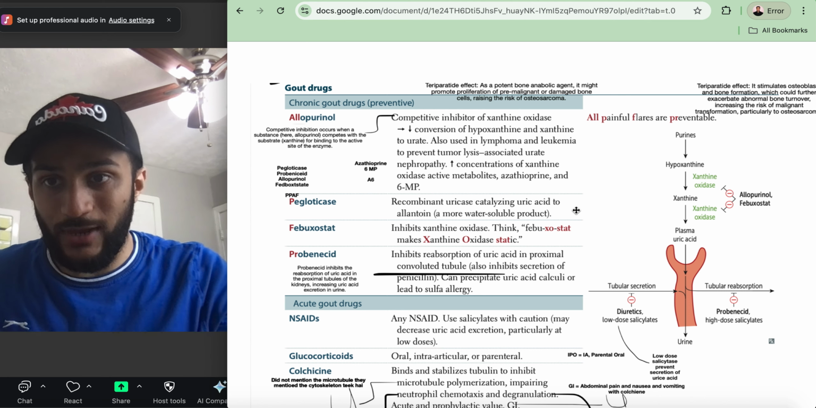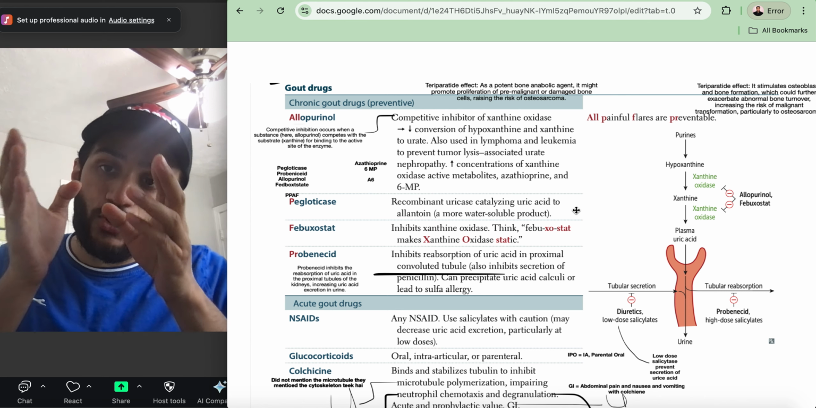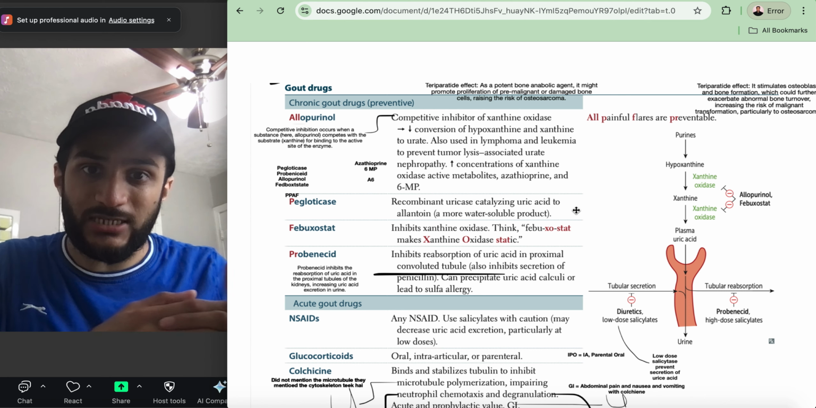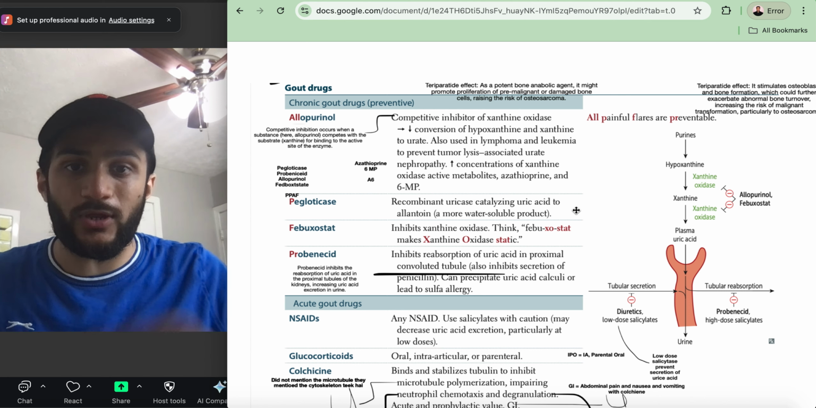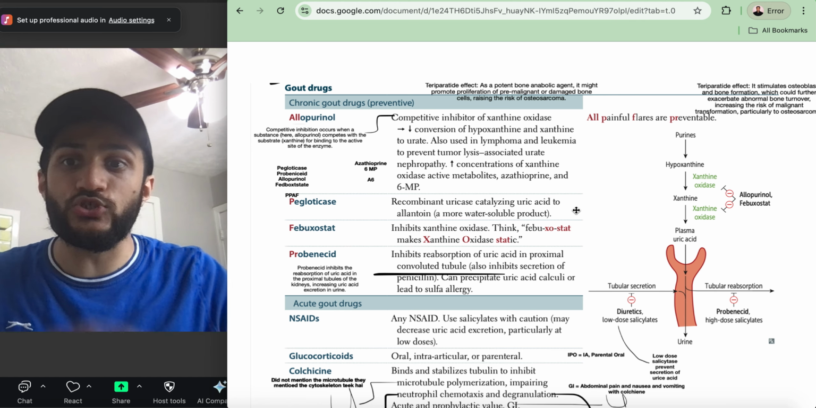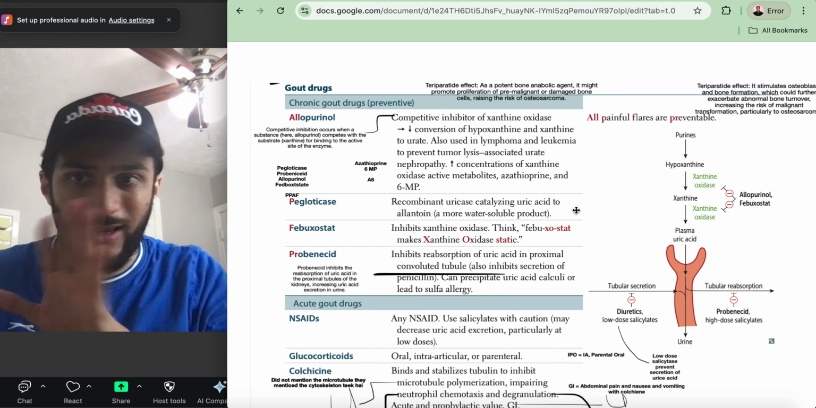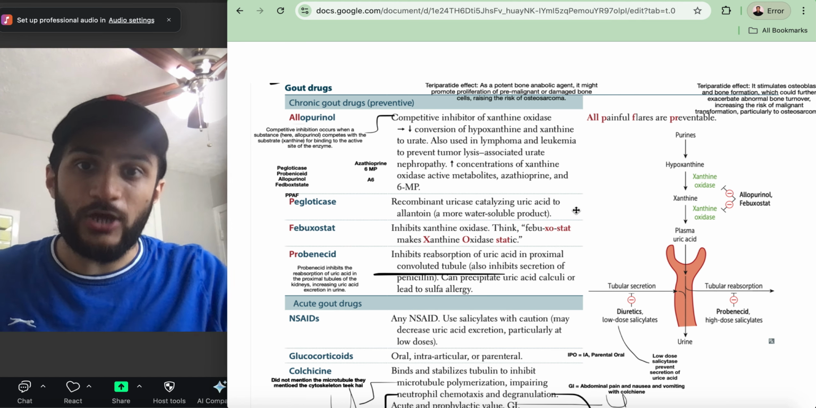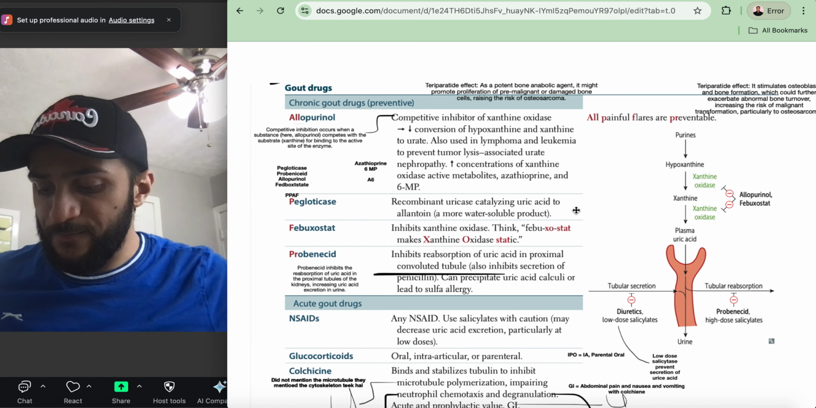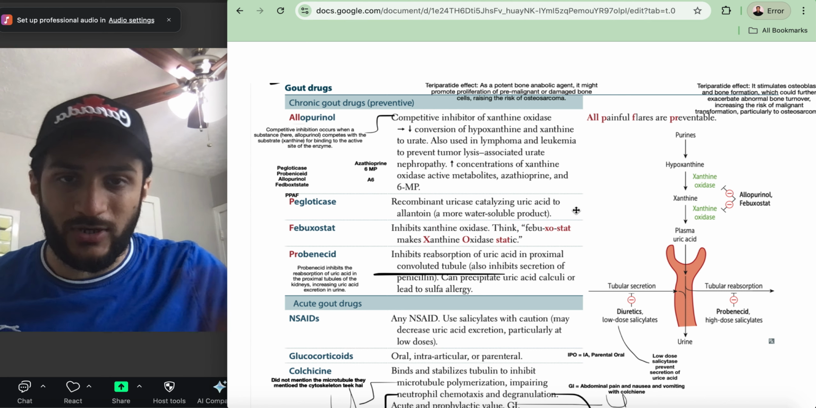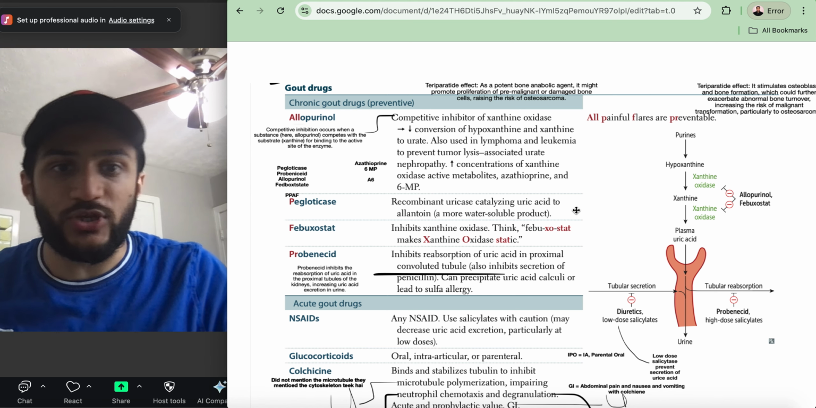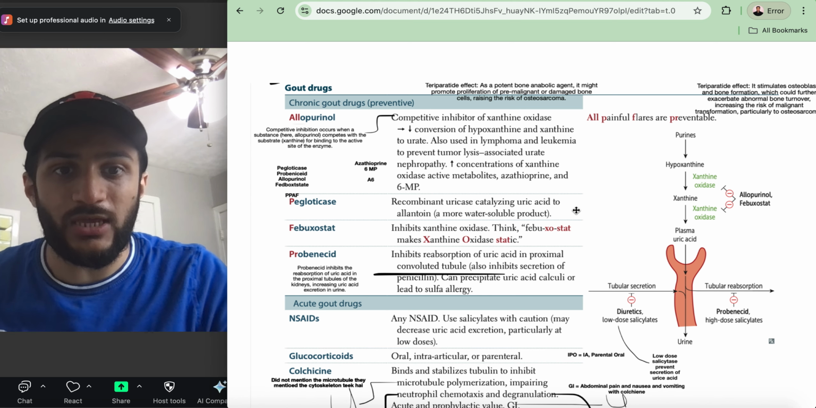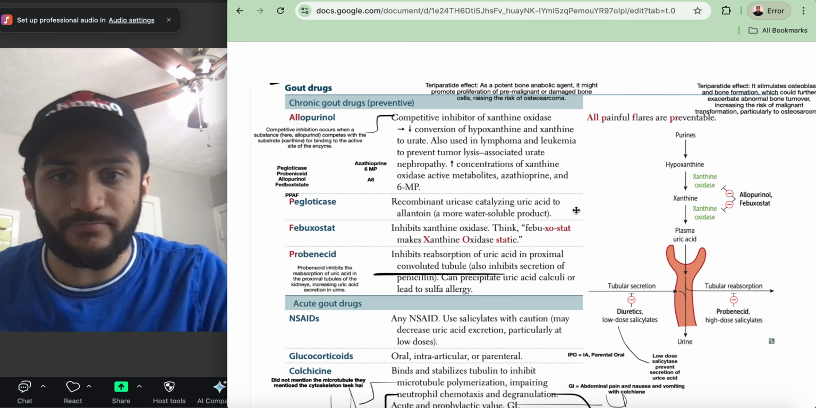Coming back over here, pegloticase is the same as rasburicase. They both have the K's in it. They are basically urate oxidase. They are a recombinant uricase, which converts uric acid into allantoin, which is water soluble and can be excreted from the body. So uricase is going to be the main drug here. Febuxostat is the same as allopurinol, a xanthine oxidase inhibitor, and probenecid prevents reabsorption. So it acts on the proximal convoluted tubule and inhibits it. It also inhibits the secretion of penicillin and can precipitate uric acid calculi and some other drugs.